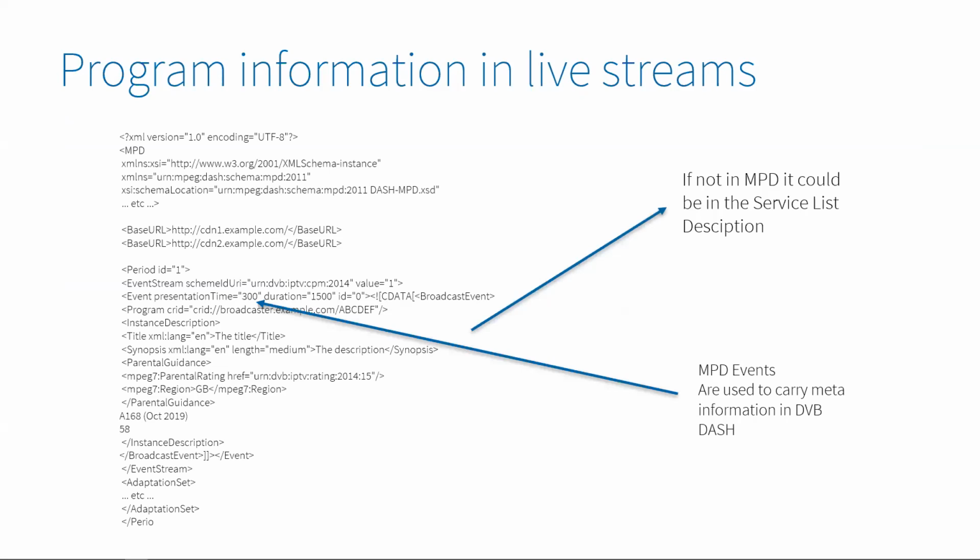So this is a bit about the metadata. Metadata can be signaled in the MPD as MPD events. Here you see an example from the specification. So this is how you can signal this metadata in the MPD. But in some cases, you also may want to add this in the service lists or in the content descriptions from DVB-I itself. So things like the parental guidance rating or the title language and so on. But it's also possible to signal it in the MPD using DVB Dash.